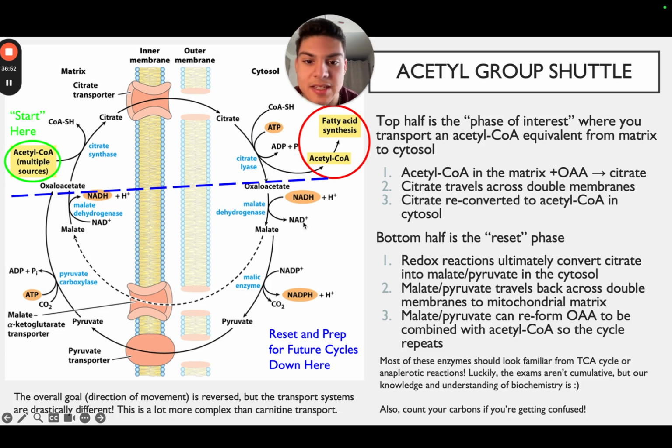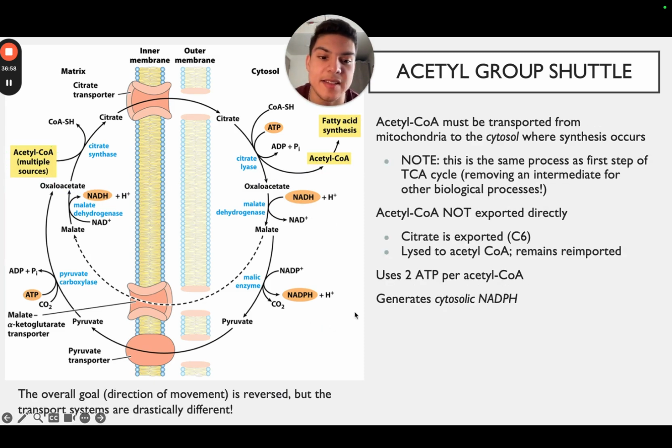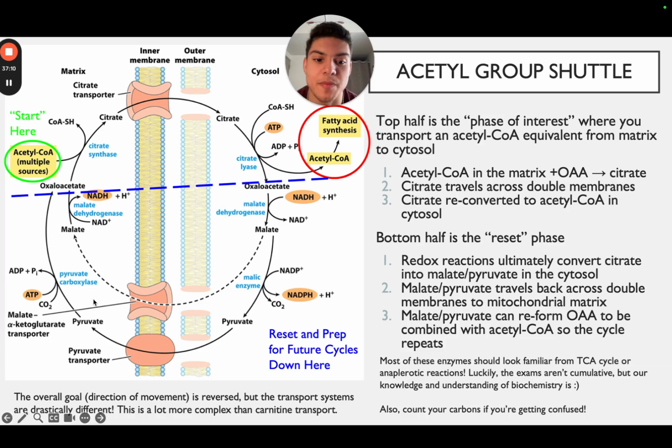And something I want to emphasize also is that this step will also generate NADPH that we can use to build up fatty acid synthesis. As you can see, it generates cytosolic NADPH. And again, this process uses 2 ATPs per acetyl-CoA. So as you can see, there's 1 ATP used here and another one used over here. So that's where the 2 ATPs come from. So the top half is the phase of interest in terms of why we want this for fatty acid synthesis.